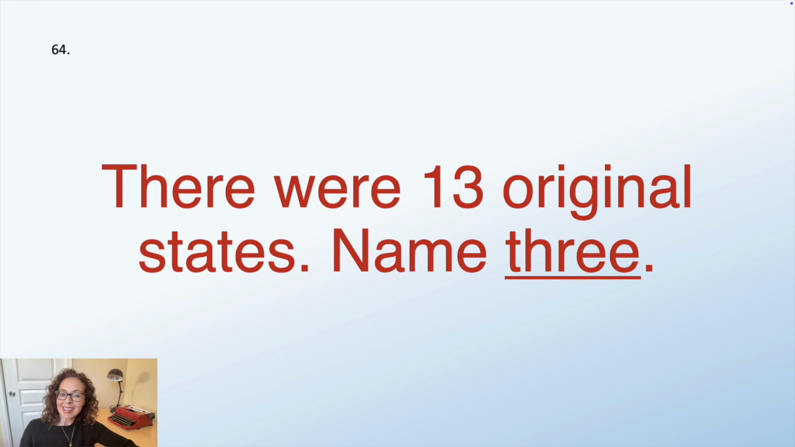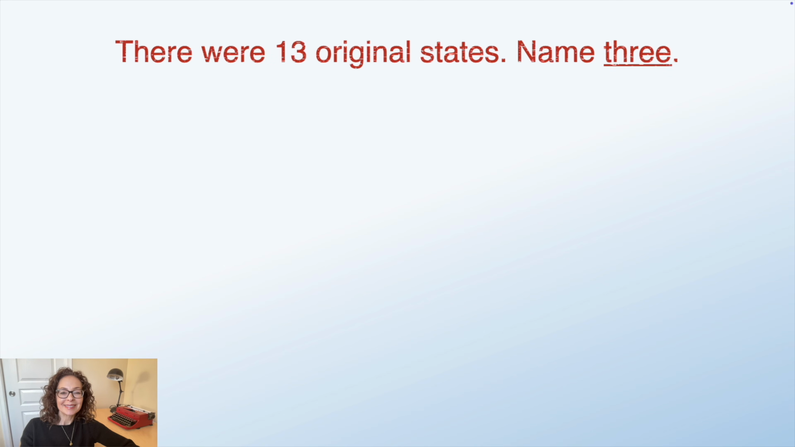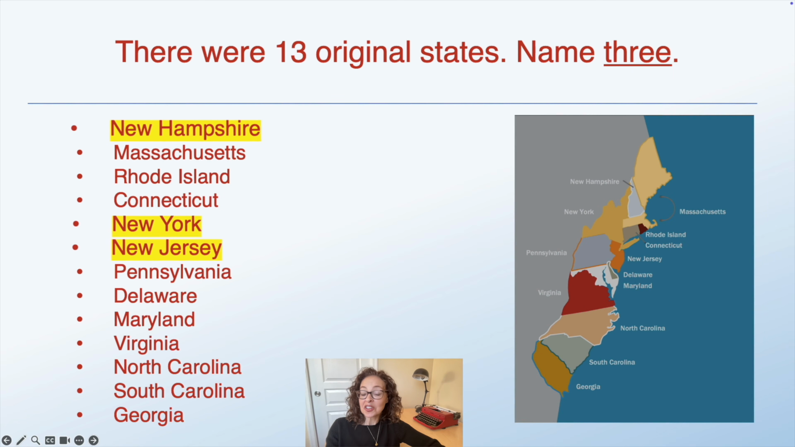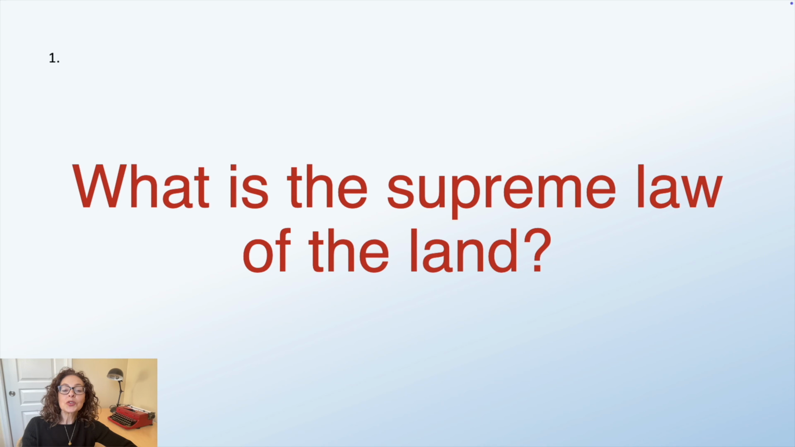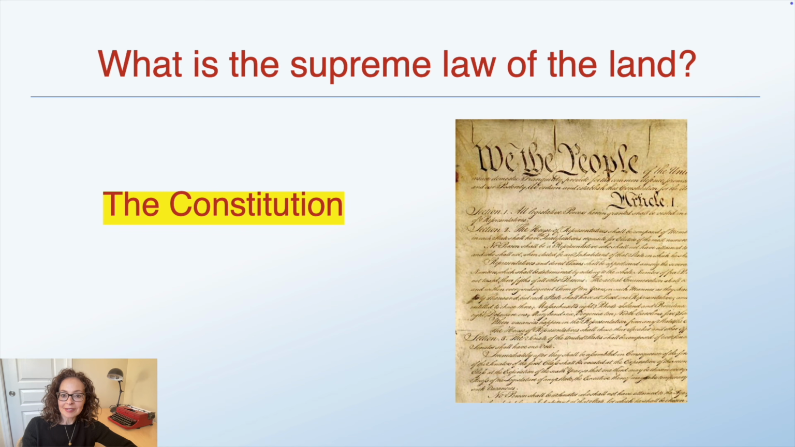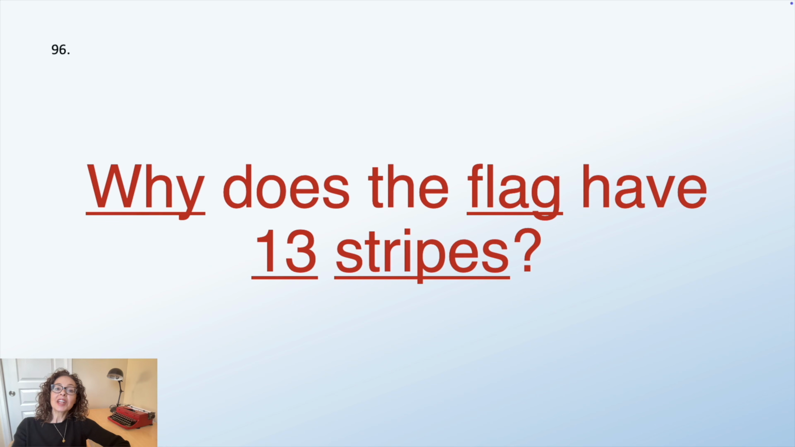There were 13 original states. Name 3. Okay, you can choose any 3 here. I did all the New ones. New Hampshire, New York, New Jersey. What is the supreme law of the land? The Constitution. Why does the flag have 13 stripes?